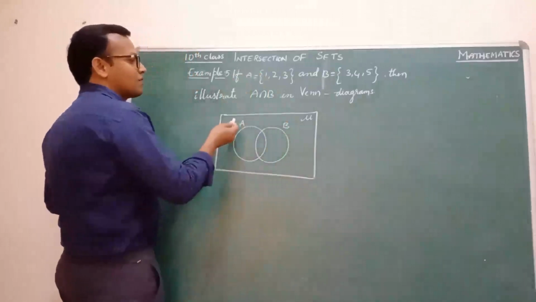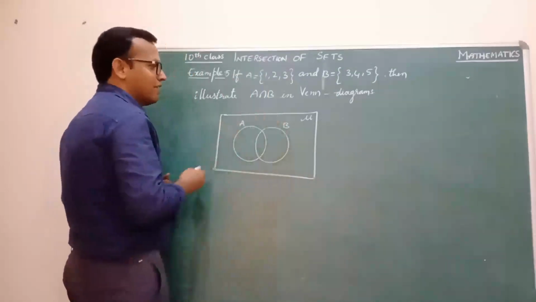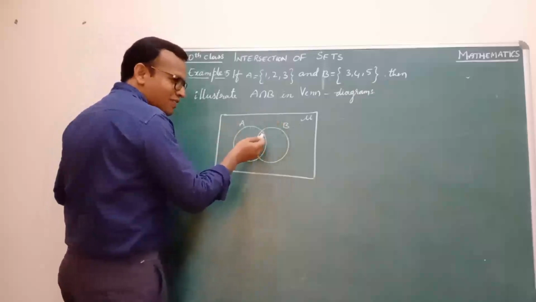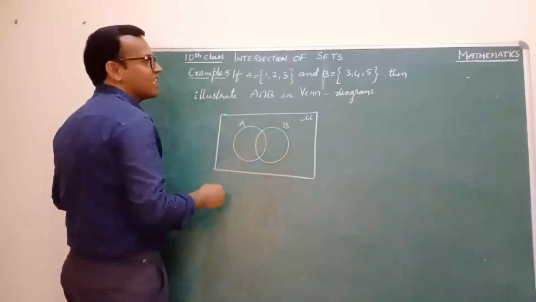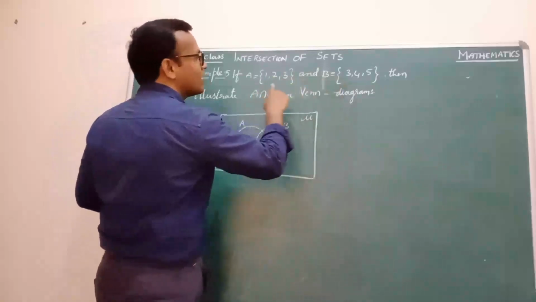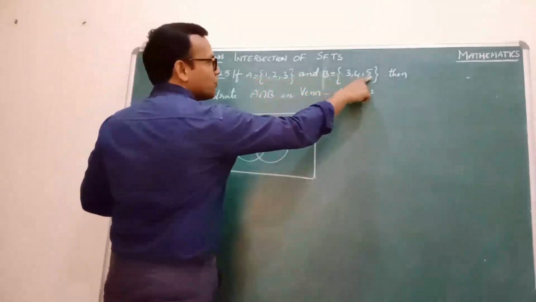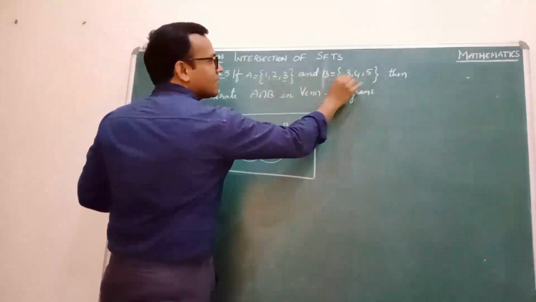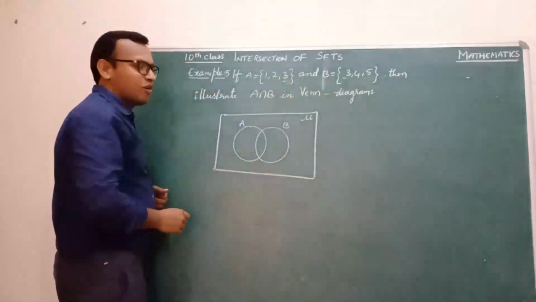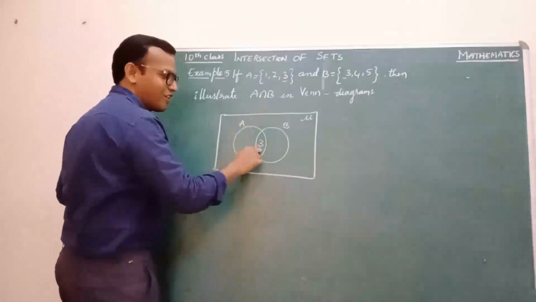Set A, set B. Now there is a common area. This is the intersection area. And what element is common in both set A and B? Let us see: 1, 2, 3 and 3, 4, 5. Now I can find 3 is the only element in common. So let me write that in the common area.